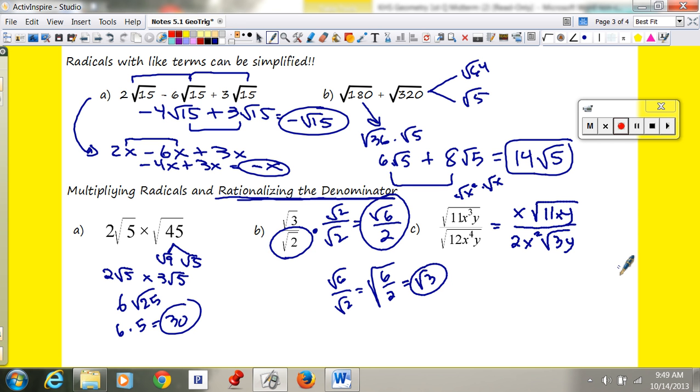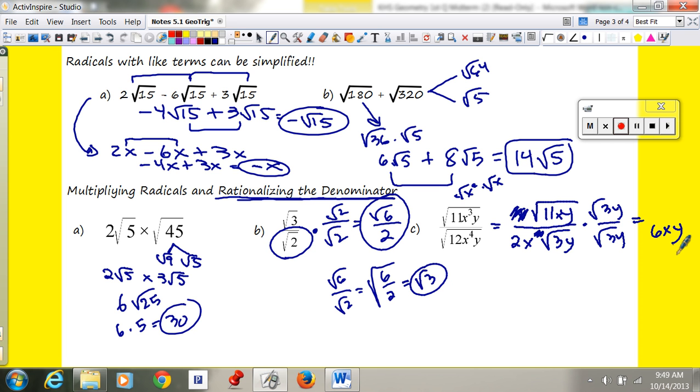Could I reduce the x's now that they're both on the outside? Now that they're both on the outside, I can get rid of one on the top and I can get rid of one on the bottom. I need to get rid of this radical down here. So I'm going to multiply by the 3y on top and bottom. That is the same thing as multiplying by 1. So I can take that out. So the bottom of my fraction is going to be 6xy.